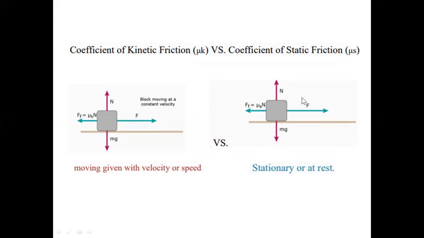We're going to consider the FBD as the normal force counteracting the weight of the block mg, and this is being pulled towards this direction of the force F.